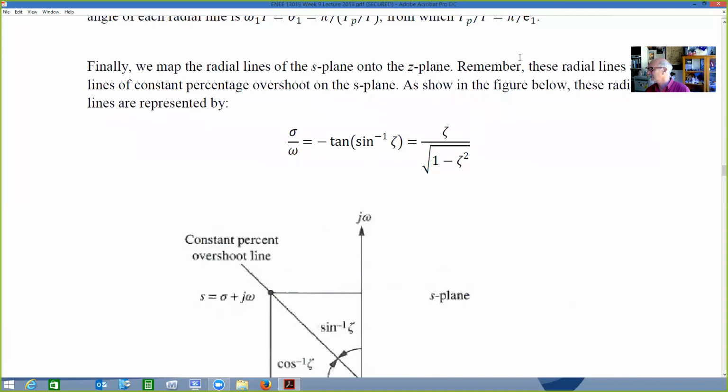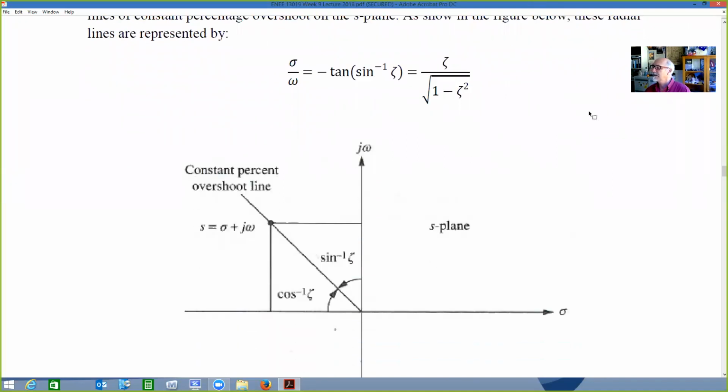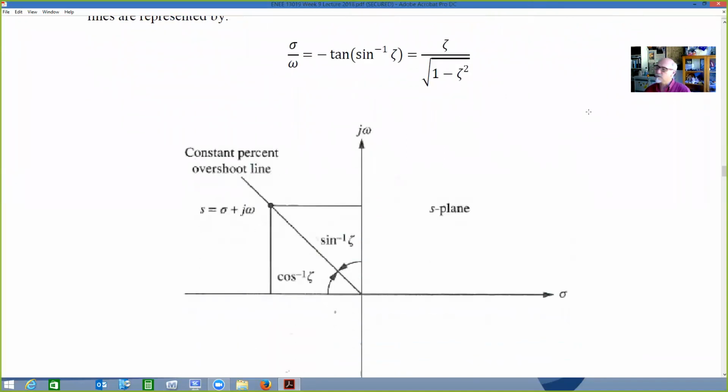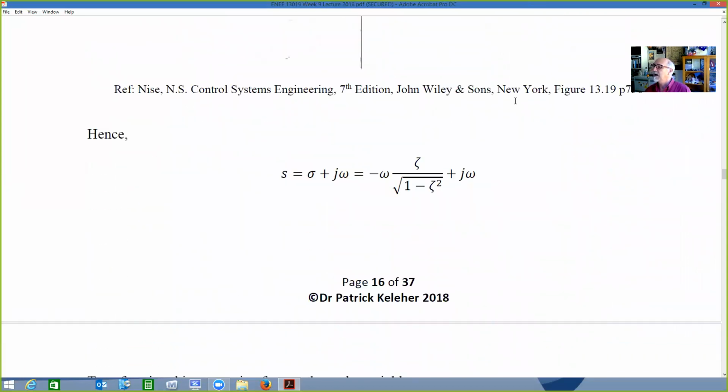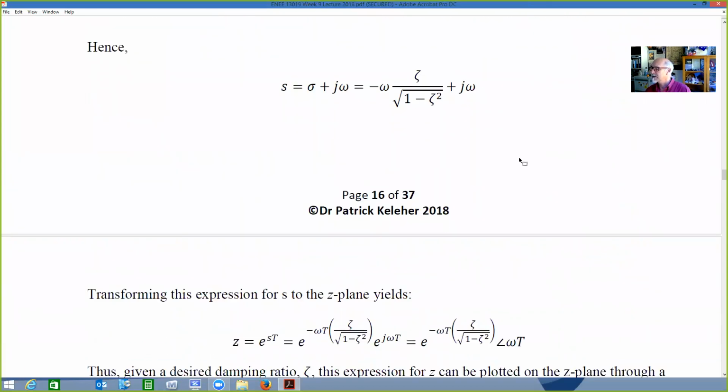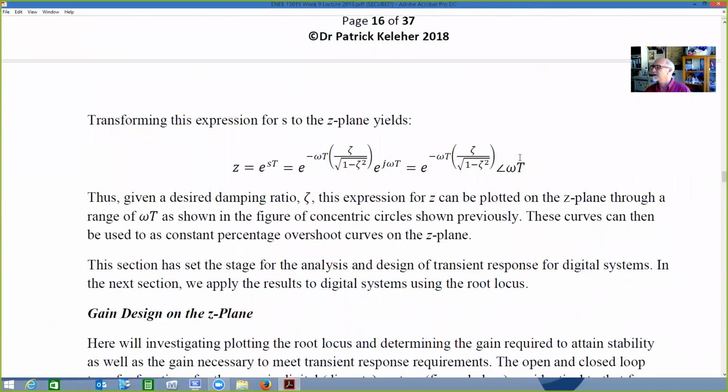You should recognize that expression from earlier, back in chapter 4 or something, when we were defining overshoot and settling time and that type of thing. So basically what we're saying is that when we plot all that out, we can get this particular form, then transforming that expression for S to the Z plane will yield these expressions.